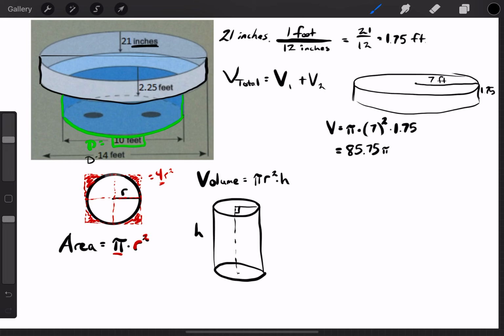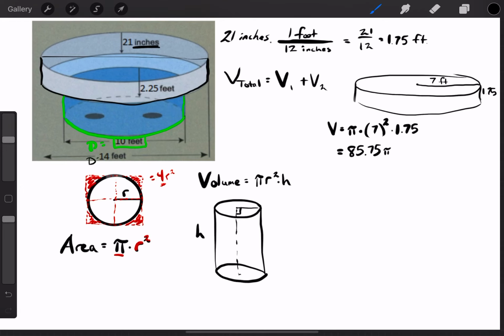Now let's go on to the second one, which is extremely similar. It's just a little bit smaller, a little bit deeper though. This diameter is only 10 feet, so half of that is going to be 5 feet. Its depth is 2.25 feet. It's a little hard to see on that diagram, but it's in the back there. It's measuring the depth from this upper lip down to the lower part of this lower cylinder.